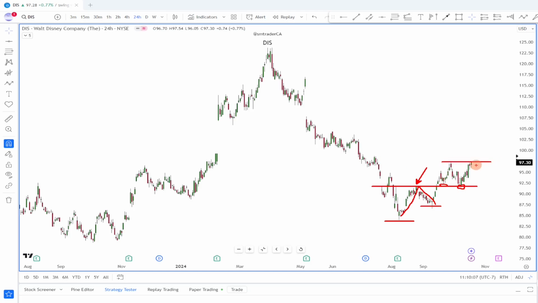So the question is, would it continue to break out of this resistance and move up? And if so, what are the levels to keep an eye on? So I'm going to do my analysis with the aid of the volume profile and show you how I identify those levels and come up with possible price scenarios for me to keep an eye on.